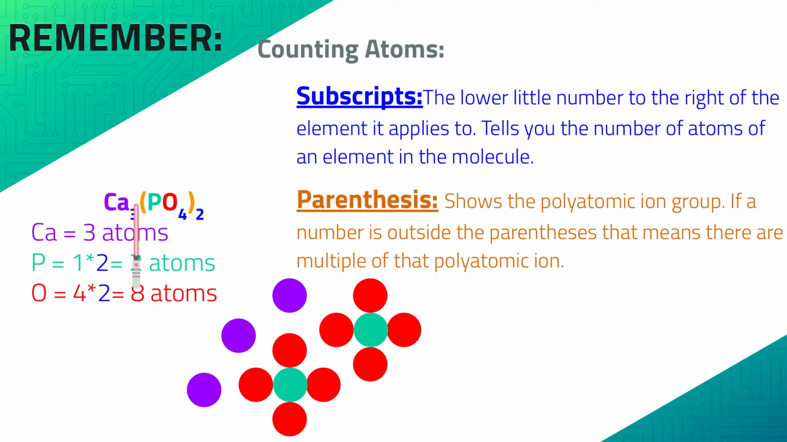So that 3 is 3 calcium atoms, 4 is 4 oxygen atoms, and the parentheses show the polyatomic ion group. If a number is outside of the parentheses, that means that there are multiples of that polyatomic ion. So here, that 2 means that there are 2 PO4 groups. In total, we're going to distribute that 2 to the P. So 2 times 1 is 2, and then distribute that to the oxygen, and we get 4 times 2 is 8. So in total, there are 3 calcium atoms, 2 phosphorus atoms, and 8 oxygen atoms.